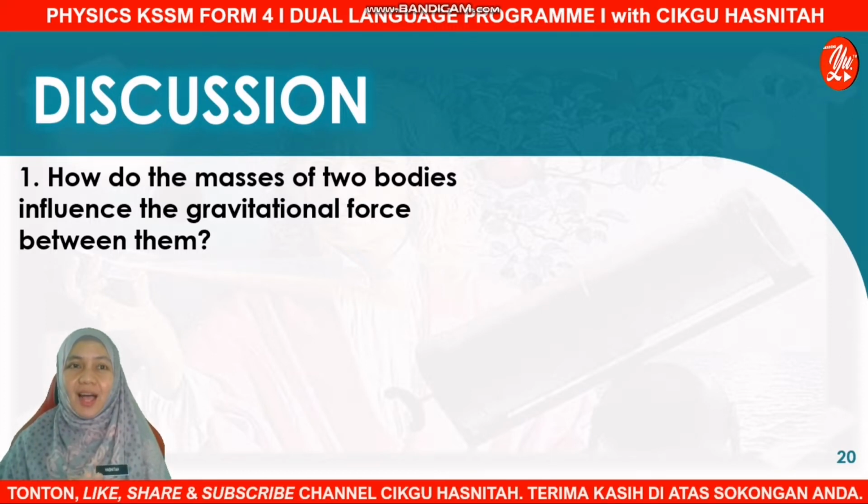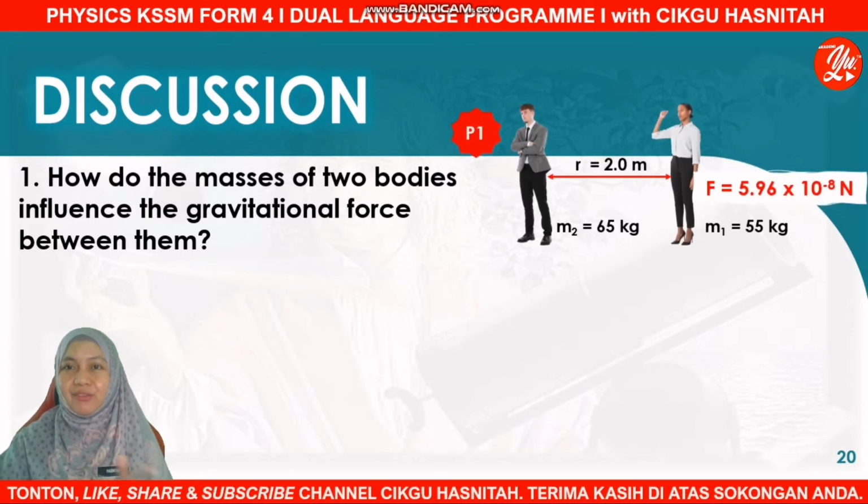Number one, how do the masses of the two bodies influence the gravitational force acting between them? So what do you say? From our previous activity, you can see that for the first pair at a distance of 2 meters, with these masses of the two persons, the force acting between them is 5.96 times 10 to the power of negative 8 Newton.